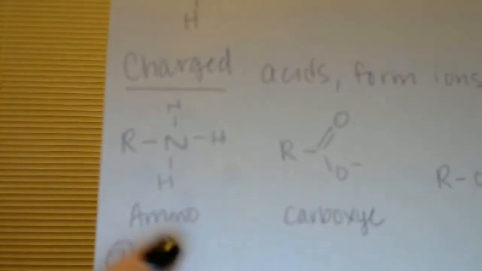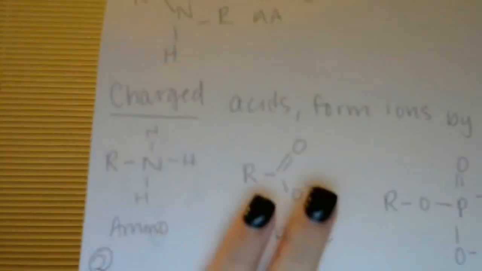And then the last functional group is going to be the charged functional group. These are actually acids, so they form ions by releasing a positively charged hydrogen ion. These are primarily going to be seen in amino acids. Actually, the first one is an amino charged functional group. We also have carboxyl, both of which are found in amino acids. And then last but not least, we have phosphate, which is very important in, like I mentioned, that phospholipid layer.